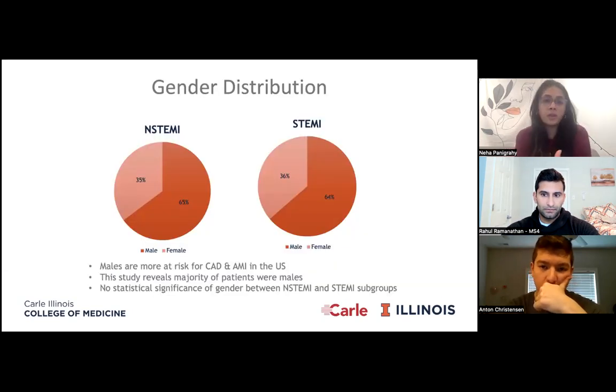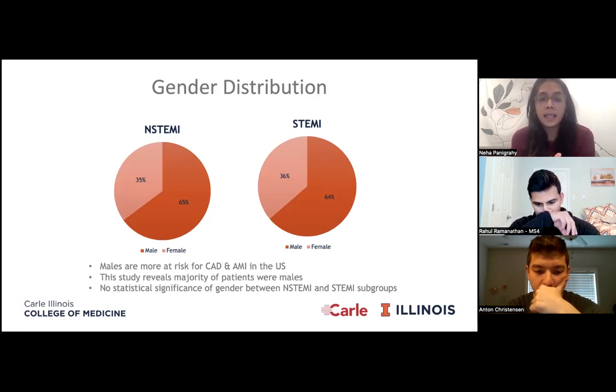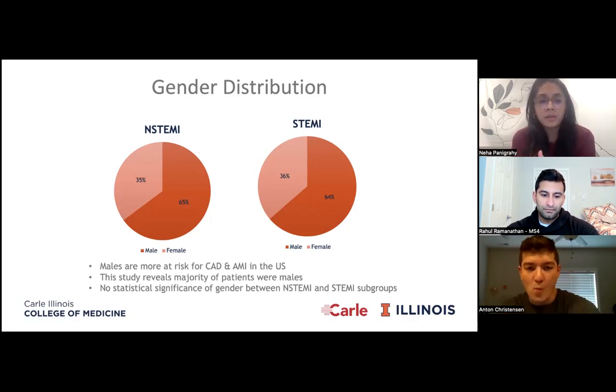To start off, we looked at gender distribution in the NSTEMI subgroup and the STEMI subgroup. We found that males were significantly more at risk for CAD and AMI in the US. And this is something that we also found in our study, where a majority of the patients, about 65%, were males. However, we did not observe any statistical significance between the NSTEMI and STEMI subgroups.